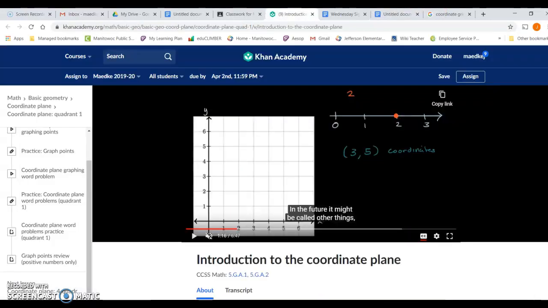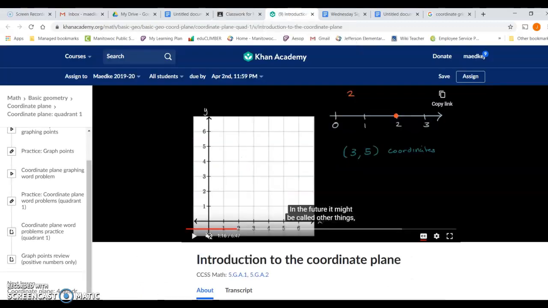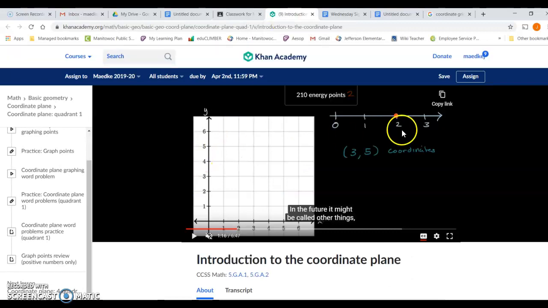So when you're done doing that Khan Academy and you go back to your homework, there are 2 games that you can play here. Please make sure you do them and practice and understand what a coordinate is, how you get there. Remember, you always go over and then you go up.